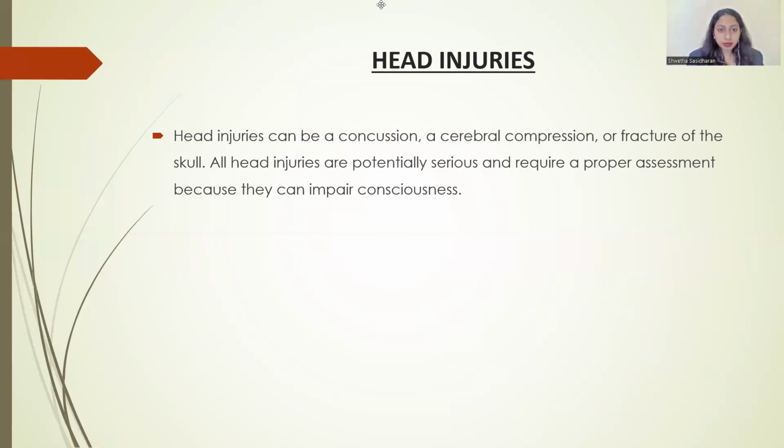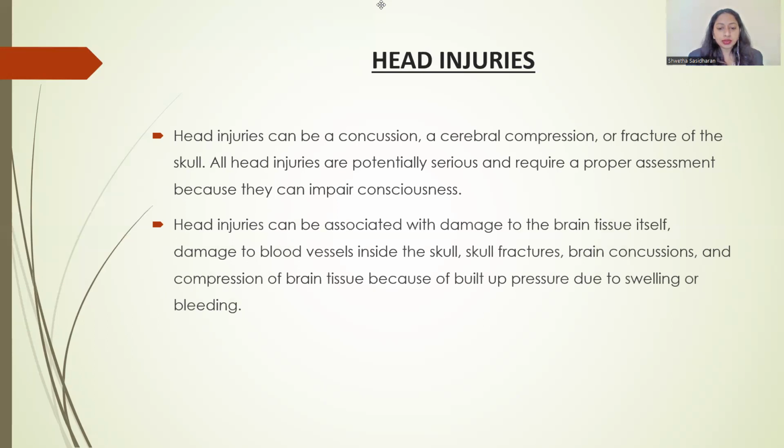So when you see a person with a head concussion or head injury, or who banged his head, he might not remember what happened, or he will be alert at some time but slowly deteriorate in consciousness. So we have to be very much aware of all these aspects. Head injury can be associated with damage to the brain tissue itself, damage to the blood vessels inside the skull, skull fractures, brain concussions, and compression of the brain tissue because of a build-up of pressure due to swelling or bleeding. This is very important when you have any kind of brain injury.